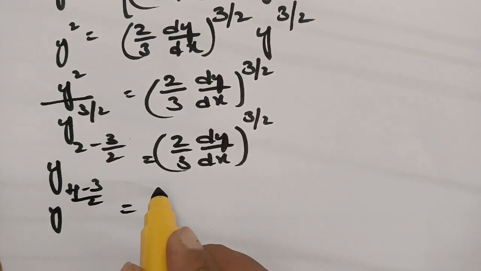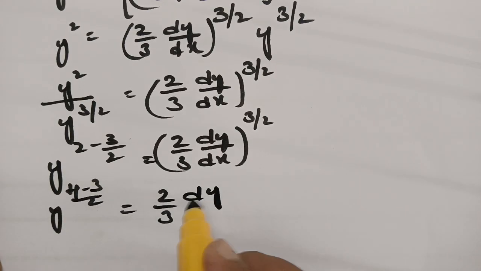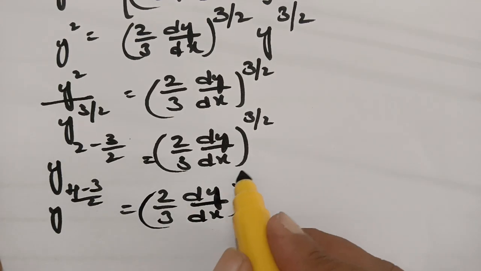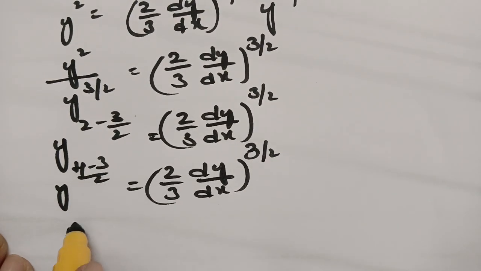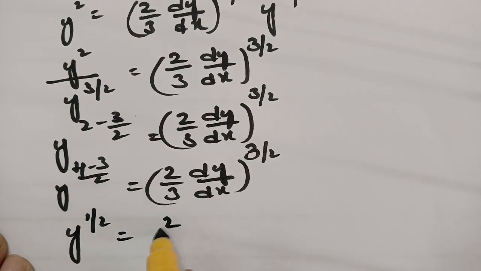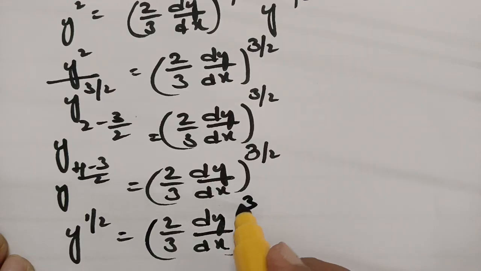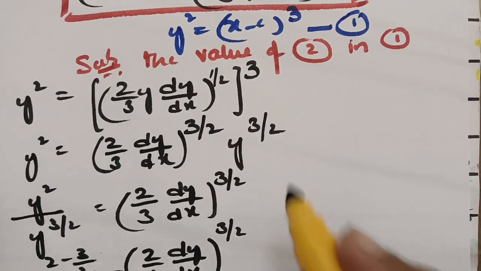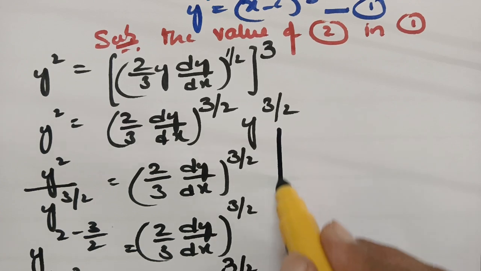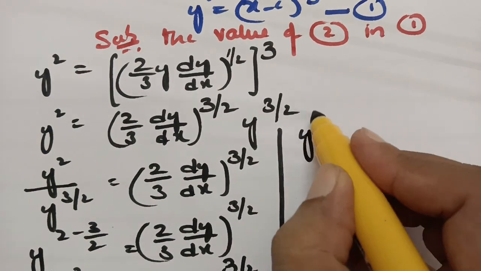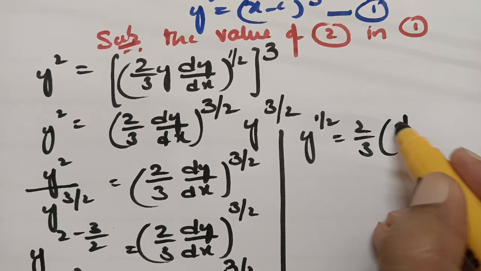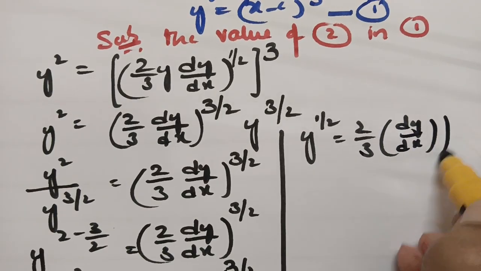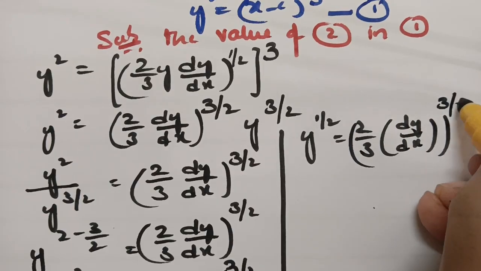this will be 4 minus 3 by 2, which is equal to (2/3) into (dy/dx) whole power 3 by 2. So 4 minus 3 is 1, so this value is 1 by 2. I am writing here as it is a very simple thing. So y power half is equal to (2/3) into (dy/dx) whole power 3 by 2.